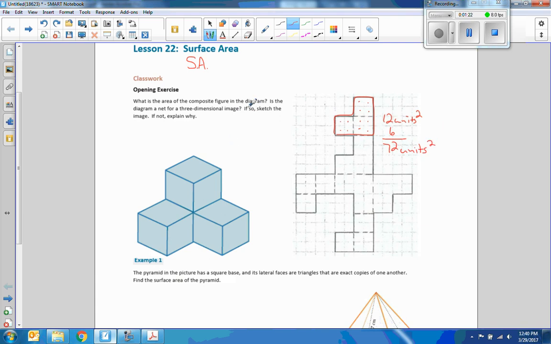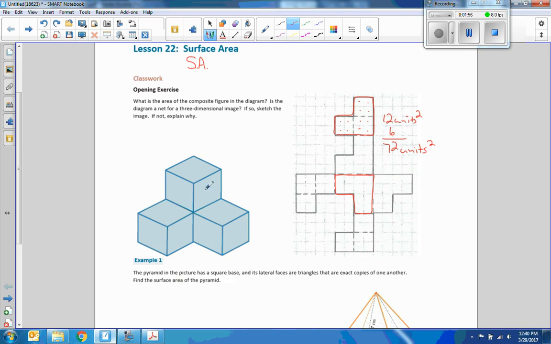Okay? Then it says, is the diagram a net for the three-dimensional image? If so, sketch the image. If not, explain why. I would not expect you to try to sketch this image. What I would probably do is cut this out and give you copies and have you fold it and see what happens. And this is the shape it's going to get. What we have is a base. The base would be right here. This would be our bottom.